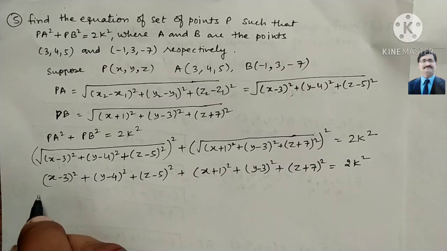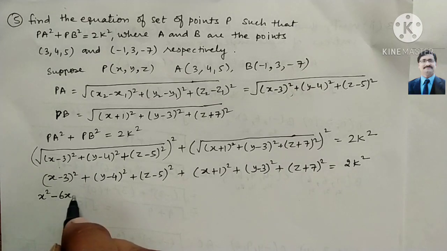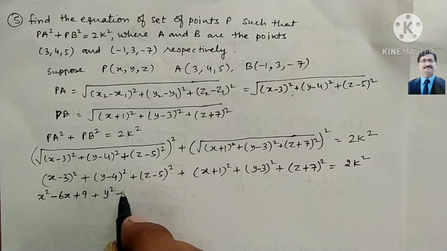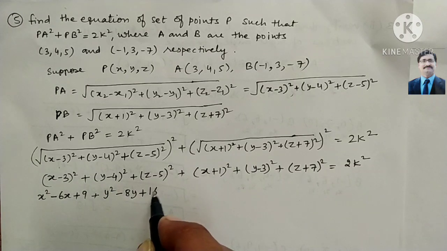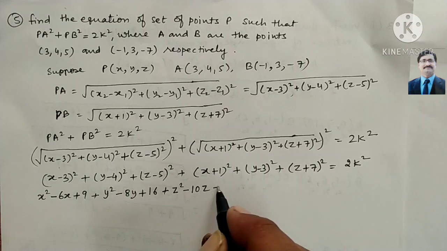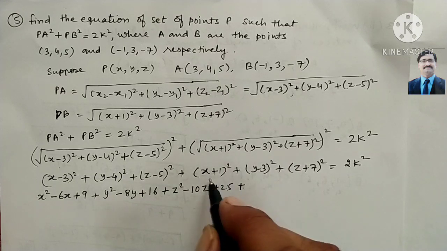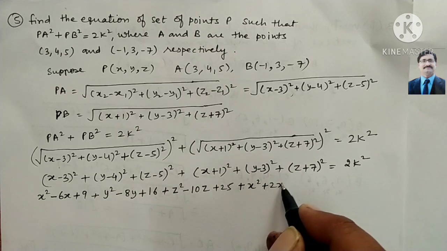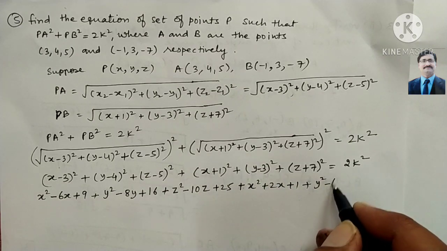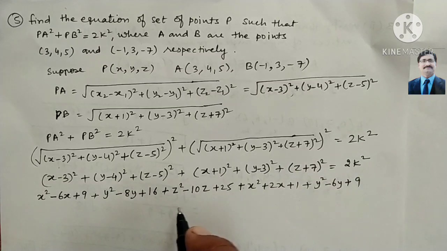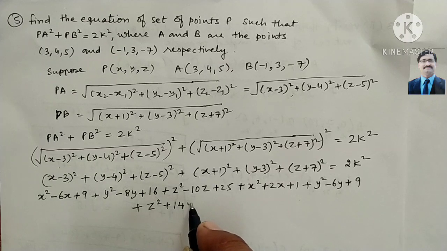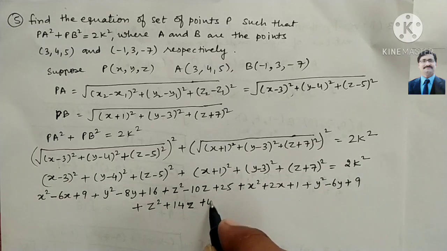So if we open the bracket, we get here x square minus 6x plus 9. We open this bracket, we get y square minus 8y plus 16. Now we open the bracket, z square minus 10z plus 25. We open this bracket, we get x square plus 2x plus 1. We open this bracket, we get here y square minus 6y plus 9, and we open this bracket, we get z square plus 14z plus 49, equal to 2k square.